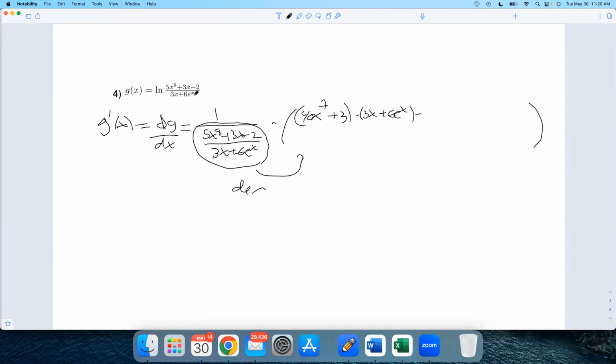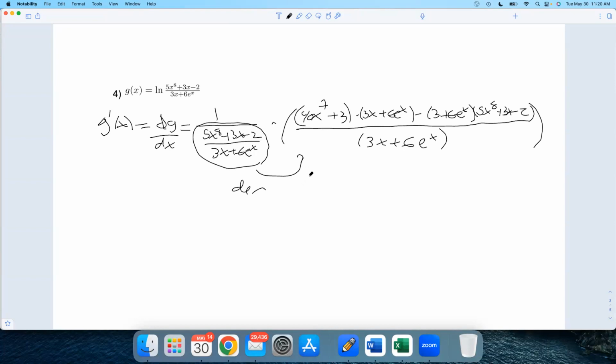Minus derivative of the bottom. The derivative of 3x is 3. Plus the derivative of e to the x is just e to the x, and that 6 comes along for the ride. Times, leave the top alone. See, I got parentheses around all my different parts, all over the bottom squared.